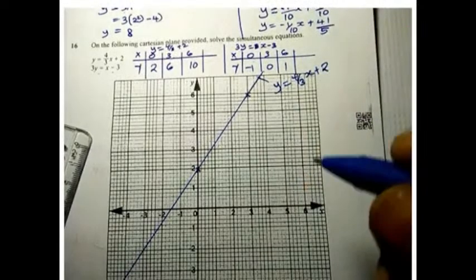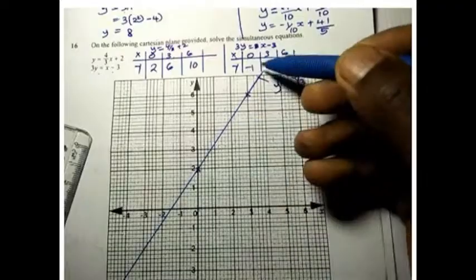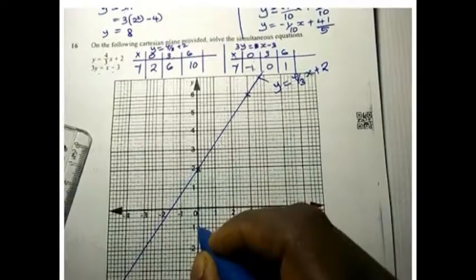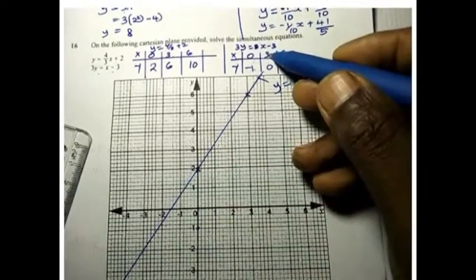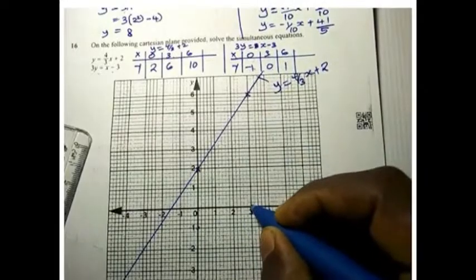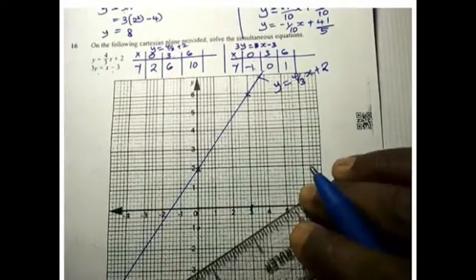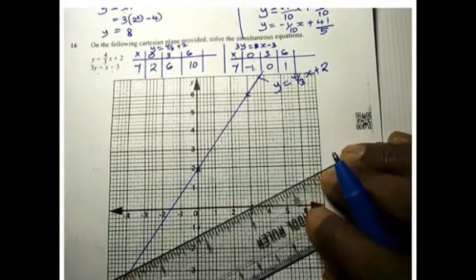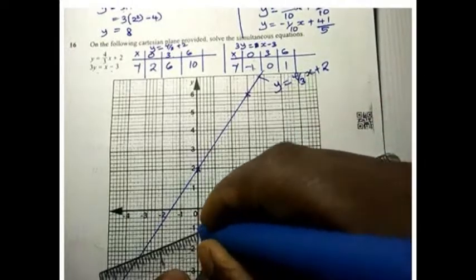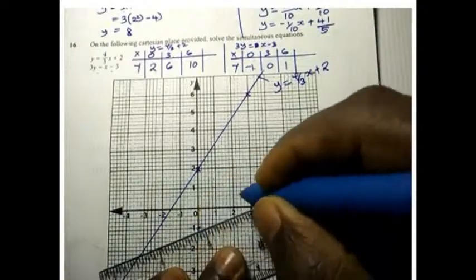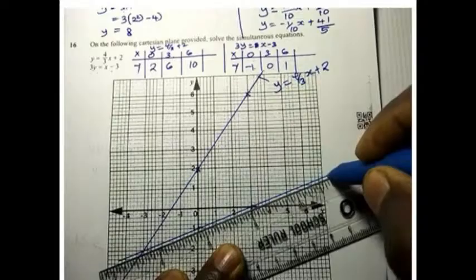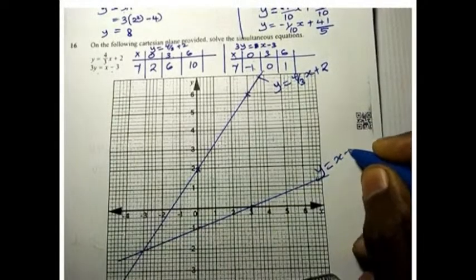And then I will plot this one. When x is 0, y is negative 1, so negative 1 here. When x is 3, y is 0, so it is here. 2 points are enough, so you join the 2 points like this. You put your ruler properly, and then you draw the line, and this is the line y is equal to x minus 3.